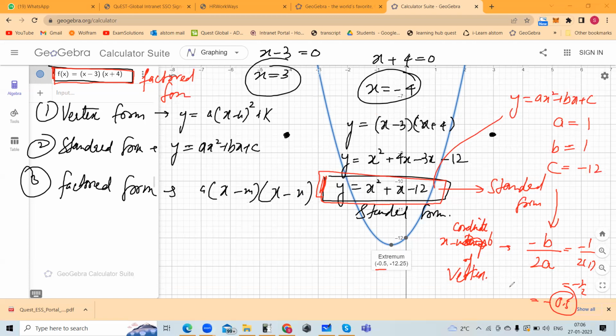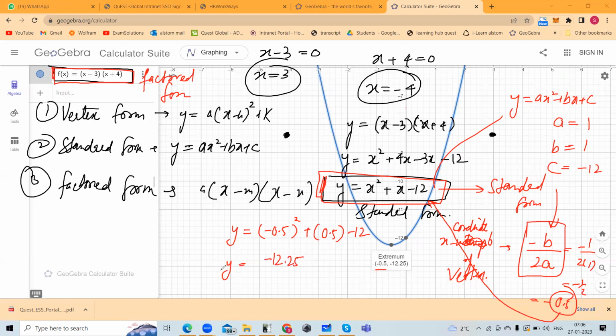It's negative 0.5. But you have calculated the x-coordinate from the standard form by using the formula. How do you calculate the y-coordinate? Simply plug in the x value in the equation. So you plug the x-coordinate of the vertex into the equation, and that gives you the y-coordinate of the vertex? Absolutely correct. So when you plug in, y equals negative 0.5 squared plus negative 0.5 minus 12. So when you solve it, how much do you get?